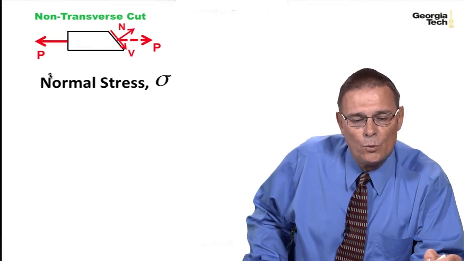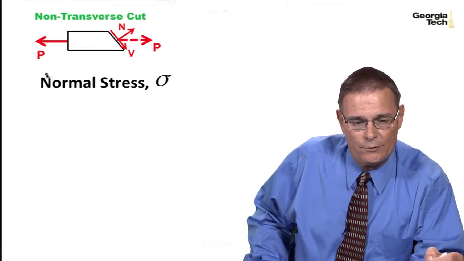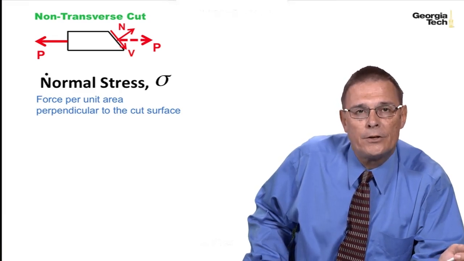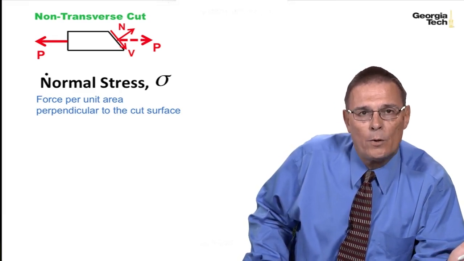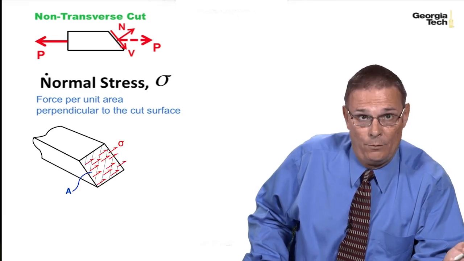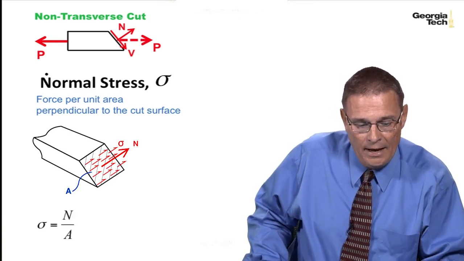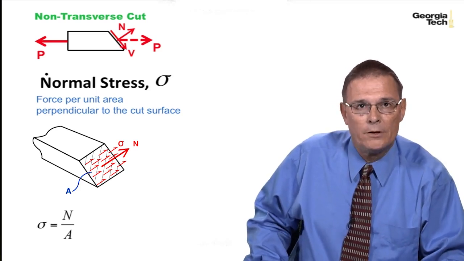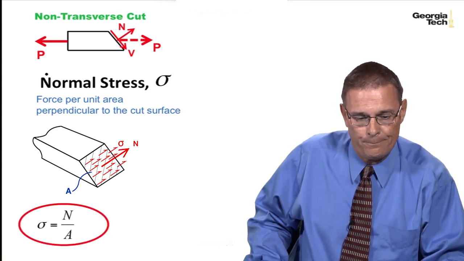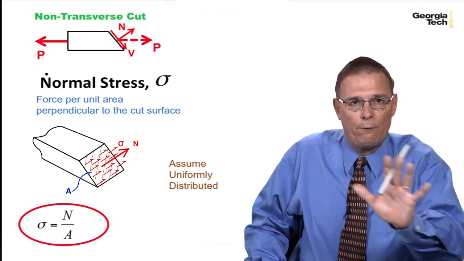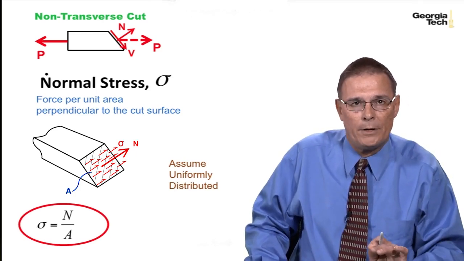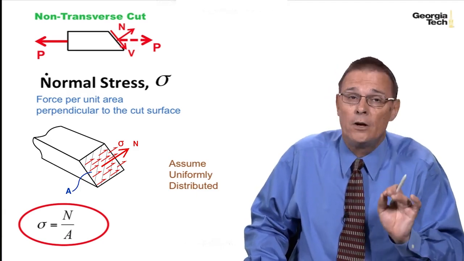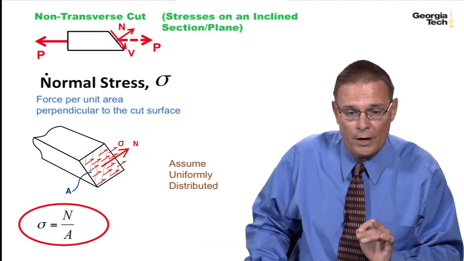On this cross-section, we're going to develop what's called normal stresses, or sigma, which is the force per unit area perpendicular to the cut surface. And so here's a graphic of that normal stress. And so sigma is going to be defined as the total normal force divided by the cross-sectional area. And we're going to assume that that force is uniformly distributed around the cross-section, and so it's going to be also termed the average stress.